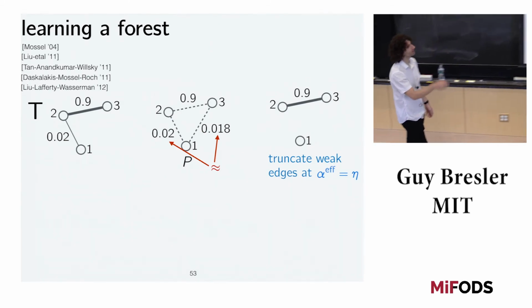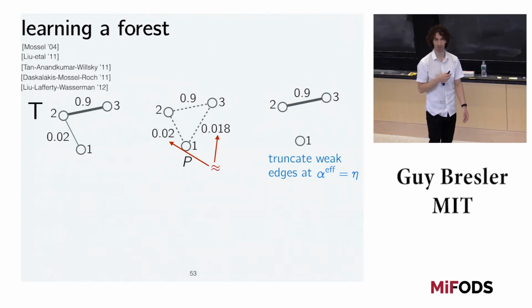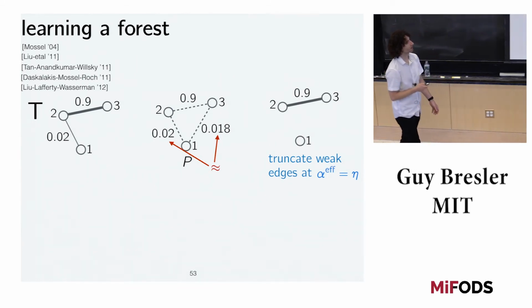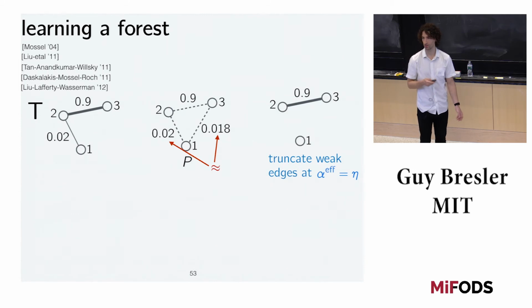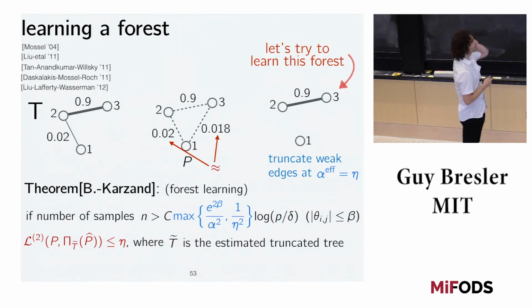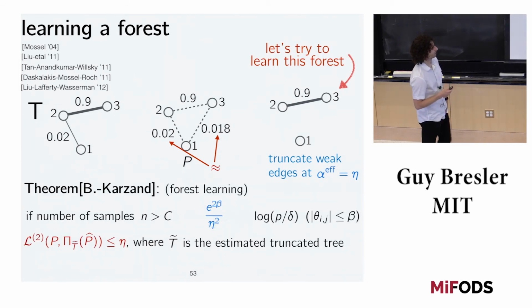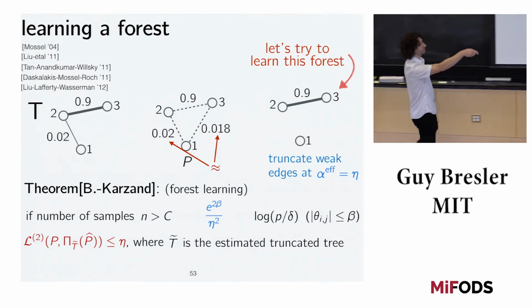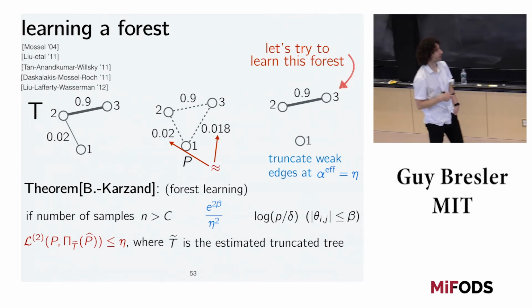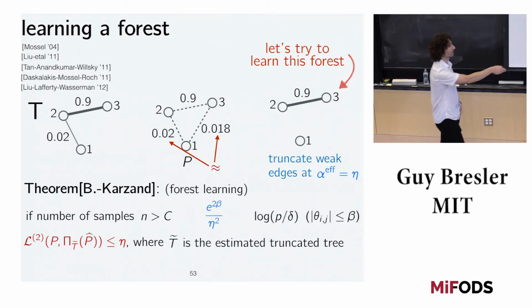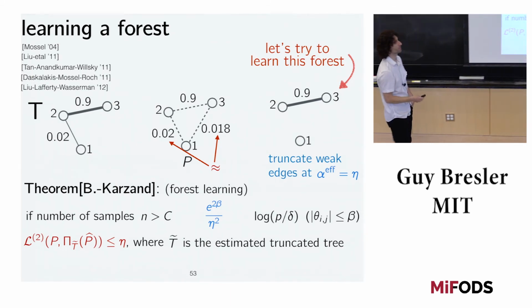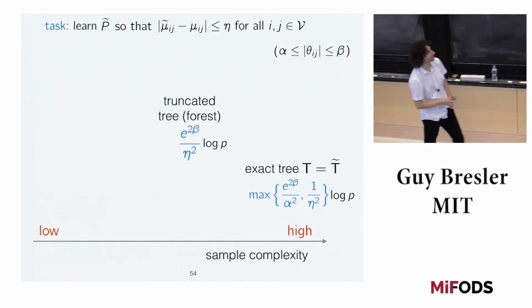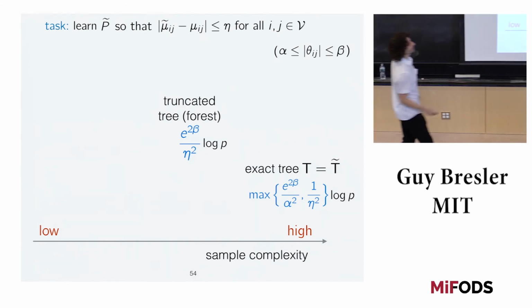This is the complement of what I defined as strong edges in the analysis of Chow-Liu. Okay, so instead of learning a tree, let's learn a forest. Let's ignore the weak edges. And one can argue that the effective weak edges that you'd probably want to truncate at is exactly the accuracy eta, and this results in the following type of bound. Just e to the 2 beta over eta squared, which replaces this alpha by eta.